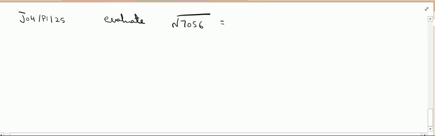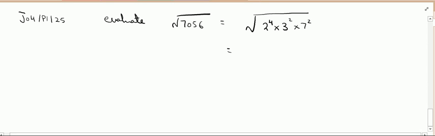Solving the second part of June 2004 paper 1 question 25, which says evaluate. The second part says evaluate the value of the square root of 7056. From our first part we know that the square root of 7056 is equivalent to 2 power 4 multiplied by 3 power 2 multiplied by 7 power 2.